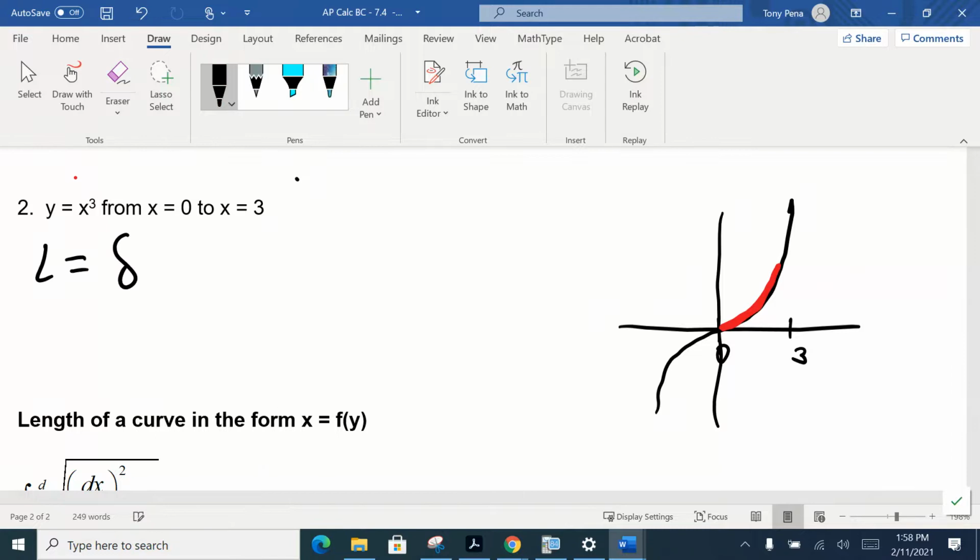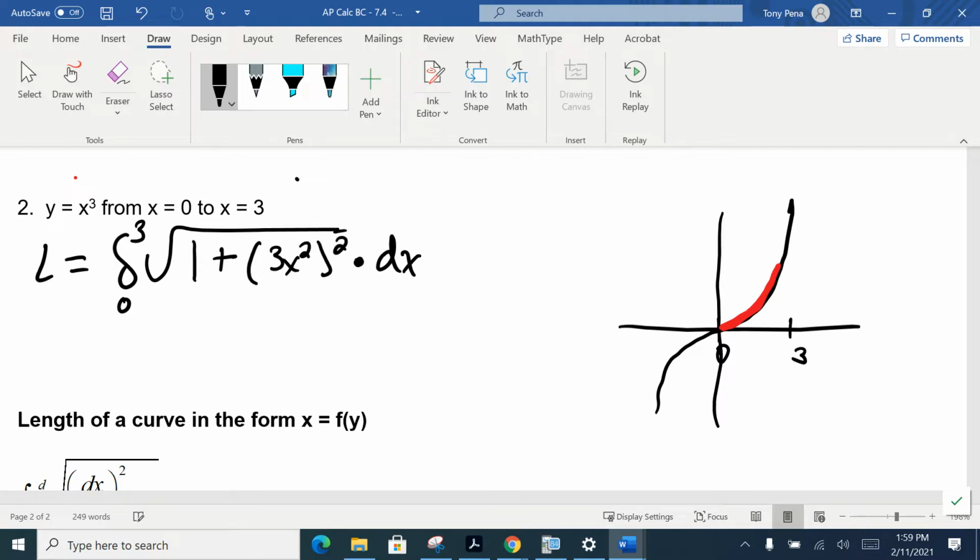So the length should be, our limit's pretty straightforward, 0 to 3. And then we just need to know it's always the square root of 1 plus the derivative squared. In this case, it's written in terms of x. So the delta x is our dx. And then the derivative of this, I don't even need to really show it, is just 3x squared. Simplified, 1 plus 9x to the 4th, and then dx.